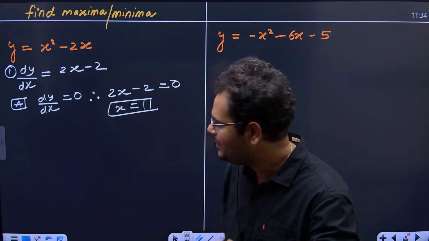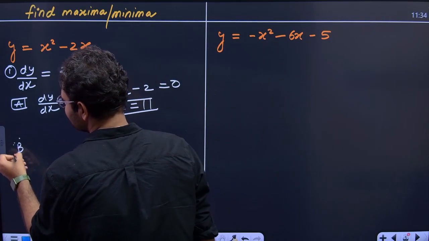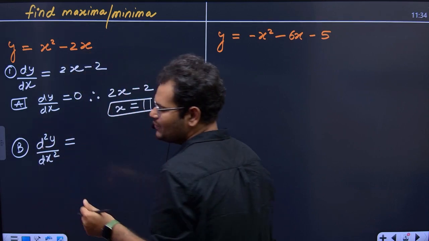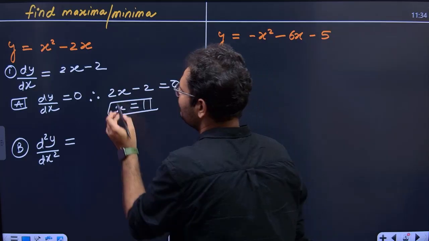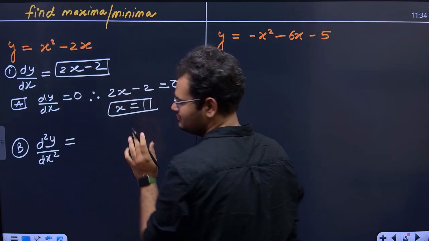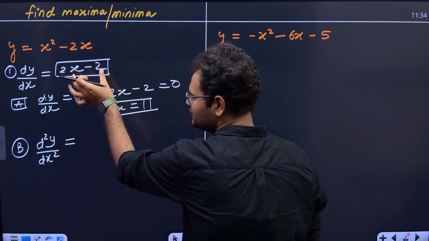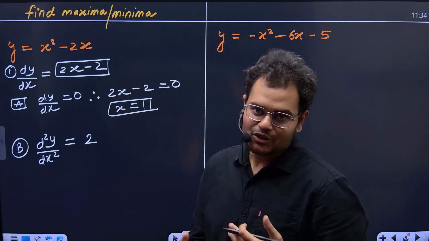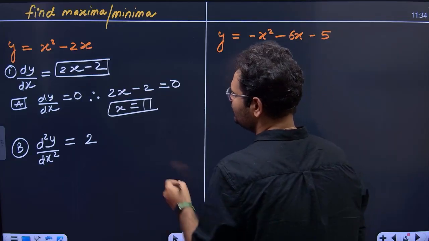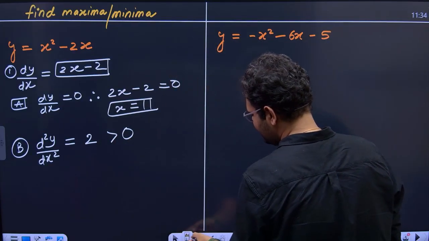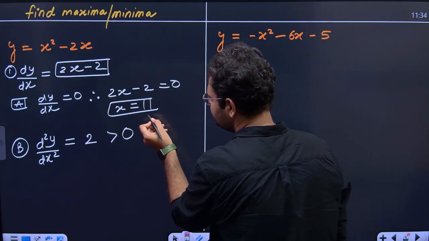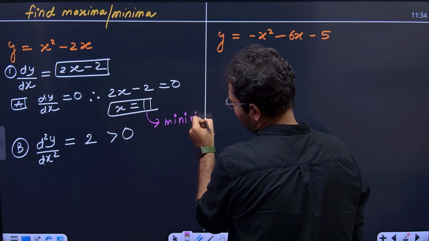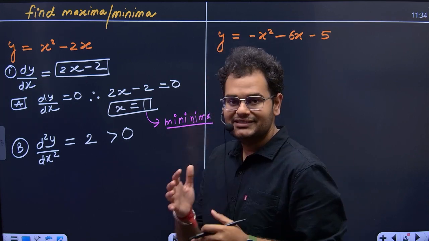Yes, very good. We should apply the second order test. What is the second order test? You find d2y by dx2. Sir, what is d2y by dx2? You simply have to differentiate this function again. Sir, what is the differentiation of this? It is 2. Tell me, is 2 positive or negative? Sir, 2 is 100% positive. If 2 is greater than 0, can I say that this is nothing but minima? What I said: if d2y by dx2 is greater than 0, that means it is minima.